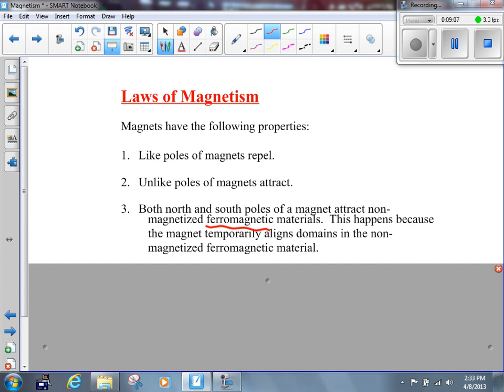So what we do, we bring a magnet nearby. It's attracted because it temporarily aligns the domains in the leg of your desk. It temporarily causes those domains to point in the same direction, which makes it a temporary magnet. That temporary magnet will be attracted to the magnet that you brought nearby.